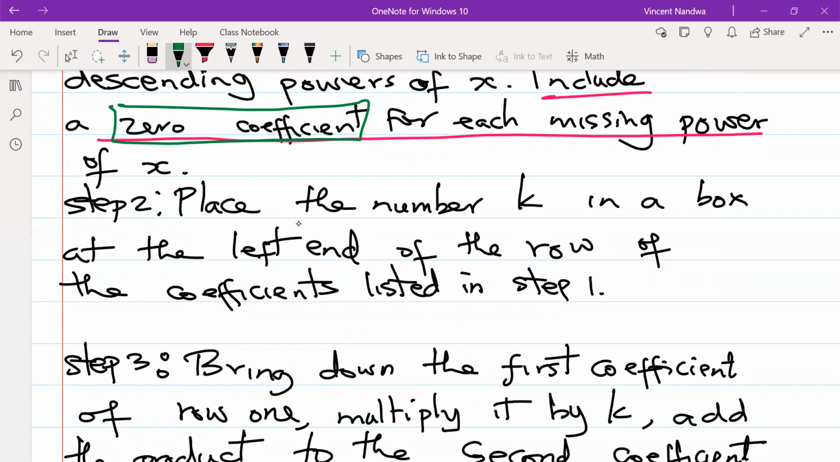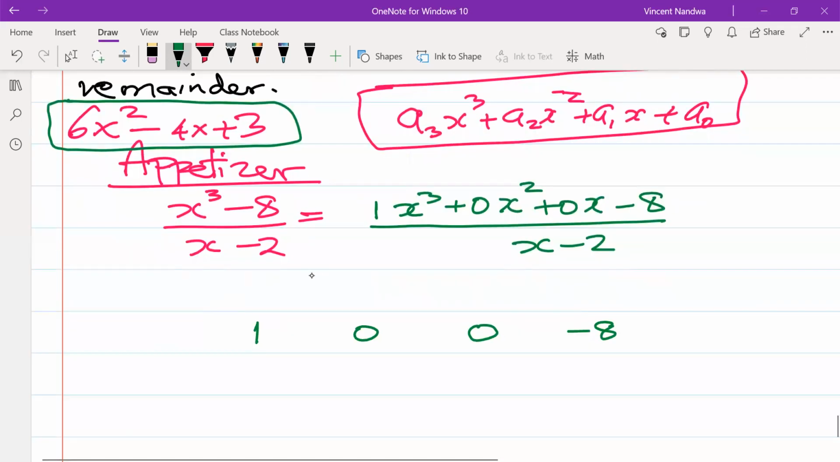Place a number k in a box at the left end of the row of the coefficients listed in step 1. So in our case, what is the value of k? Remember, the problem you are solving in this process is p of x over x minus k. So what is k? Negative 2.